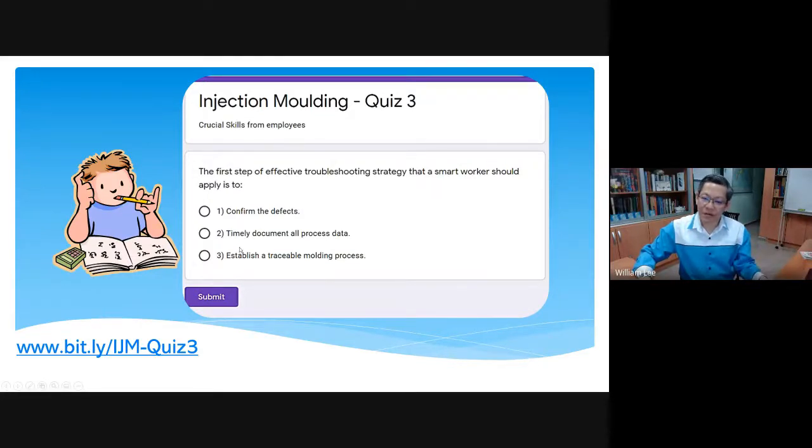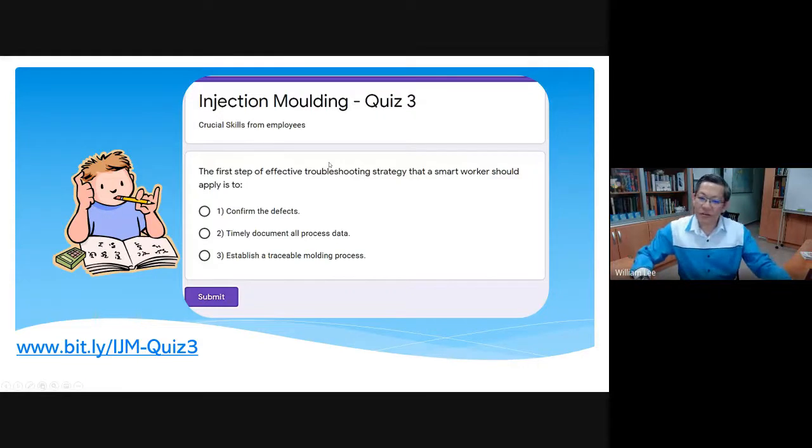So therefore, as an effective troubleshooting strategy, you don't wait for the defect to happen. You have to establish this traceable process. Traceable means that you already have all the standard data, standard parameters. When a defect happens later, you compare all these parameters with your standard process, right? This is to say that you don't wait for your car to break down, and only then send it to the workshop to repair. You have to maintain your car properly first, right? Before you wait for the major problem to happen.